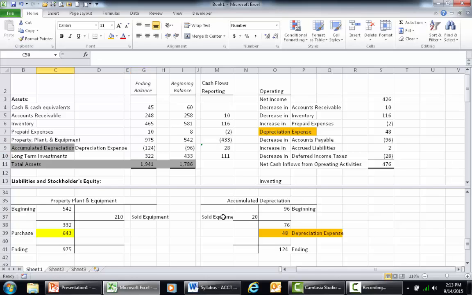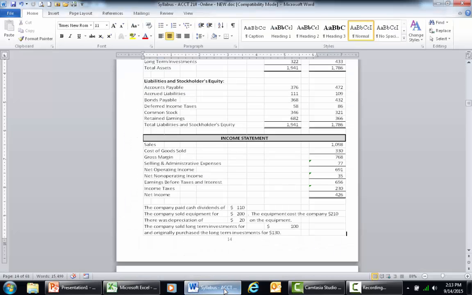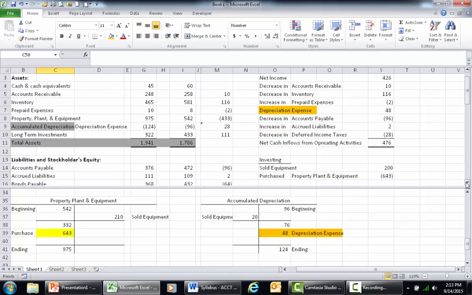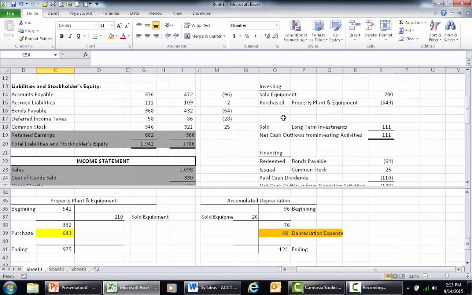So now we need to see if there were any other items, and I believe that there were. We had the company sold long-term investments for $100. So we need to go back and put this into our investing section. We're going to do exactly what we did with the equipment. We wiped out what we had previously. That method is gone.